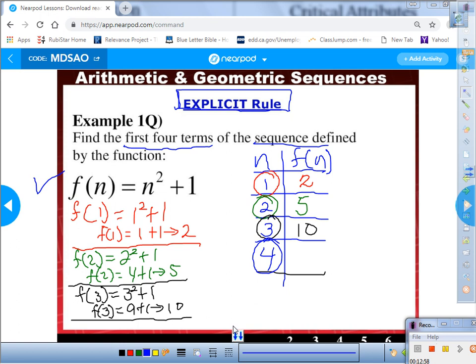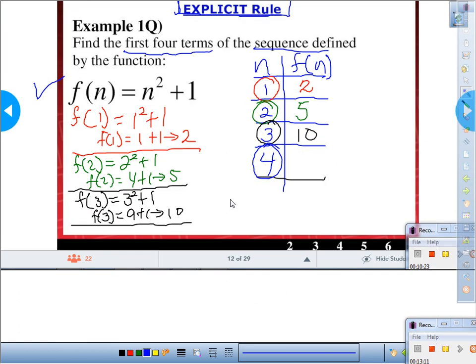Second all done? Okay. So, let's see. Who did this? F of 4 equals 4 squared plus 1. F of 4 equals 16 plus 1. What is 16 plus 1? 17. Hands up if you got that. Is it straightforward? Yes.